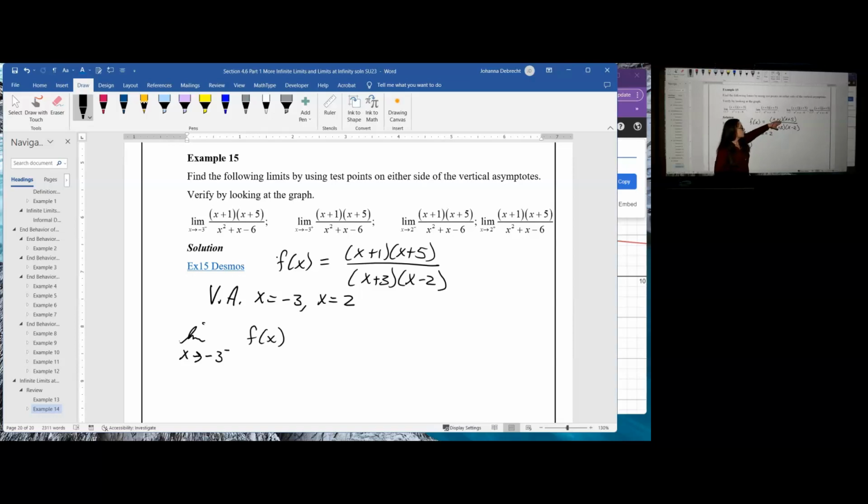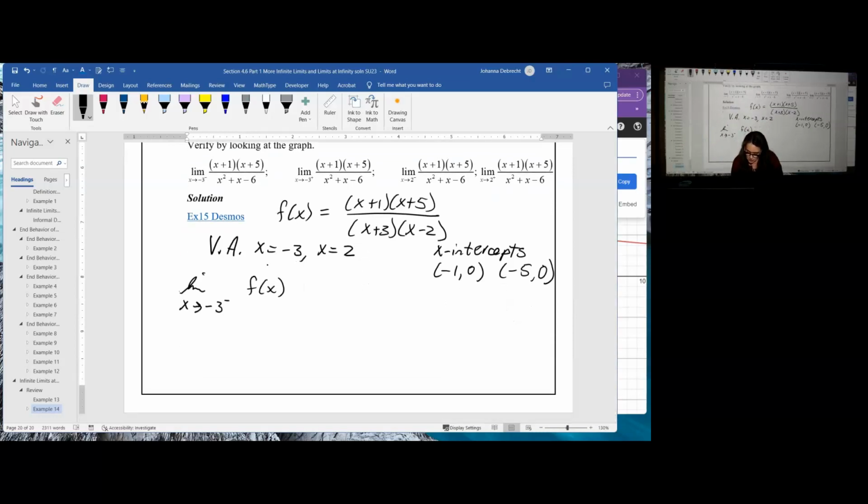X-intercepts are solutions to the numerator polynomial, zeros of the numerator that don't cancel. That means that we have two x-intercepts, which are given by -1 and -5. When we think about finding the limit, then on one side of a vertical asymptote, we want to kind of draw the number line and fix on it the values that we know are on there so far.